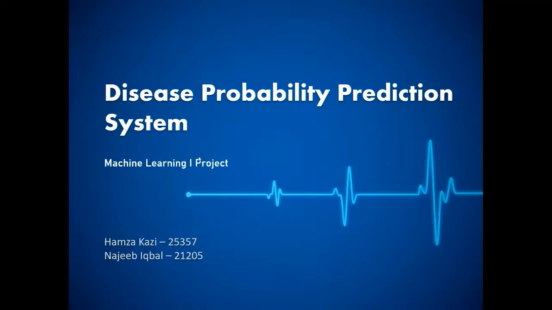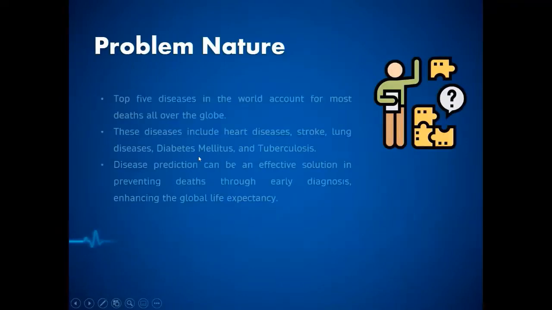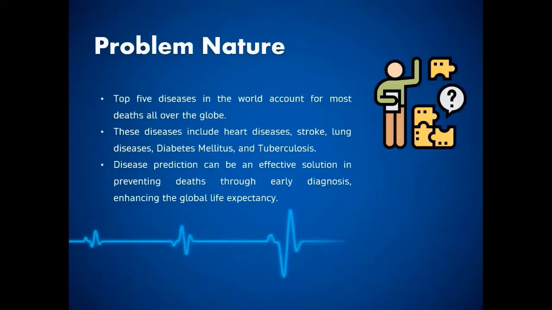The first thing that we need to understand is why do we need a disease probability prediction system? Most human deaths are related to heart disease, stroke, lung diseases, diabetes, and tuberculosis. In 2019 alone, there were around 18.6 million heart-related deaths. And from 2016 to 2017, the direct and indirect costs associated with cardiovascular diseases were around $363 billion.